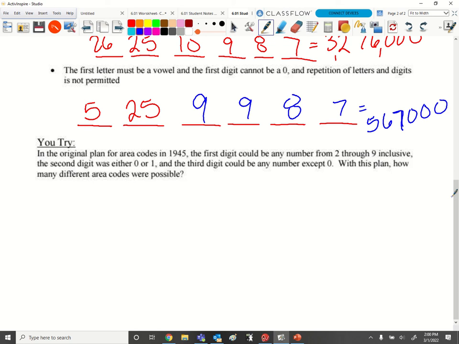I got hoes in different area codes. Okay. Get to work. Do it.